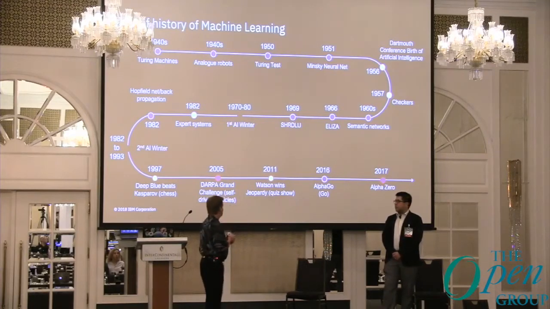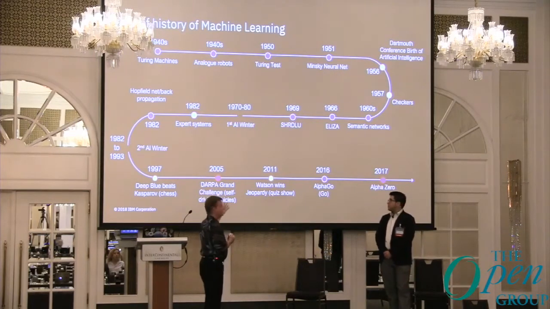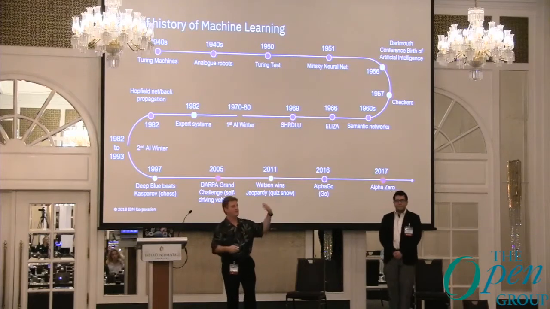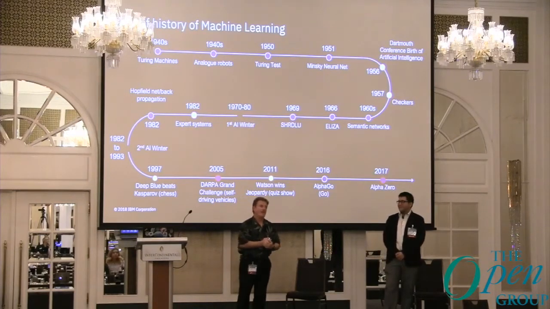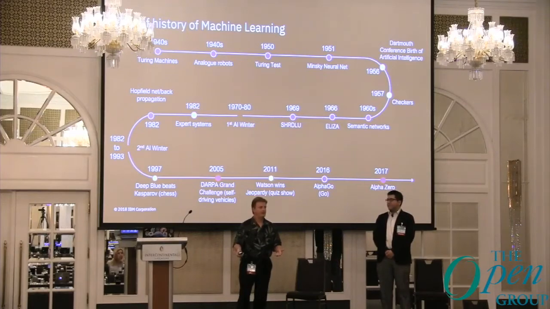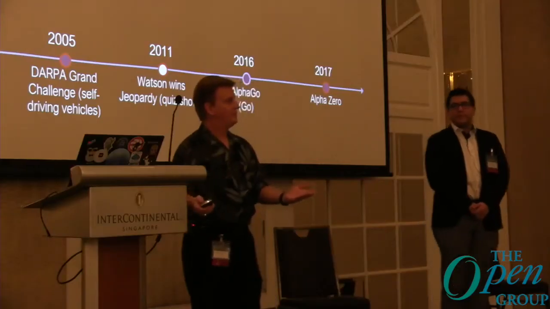And then the DARPA Grand Challenge. Around the year 2000, actually, we started working on Watson and thought about what the grand challenge might be. And they were sitting in a bar, and Jeopardy was on TV. And the scientist from IBM Research said, well, why don't we build an artificial intelligence, a system that can win at Jeopardy, because that is a very complex game. I'll give you an example.